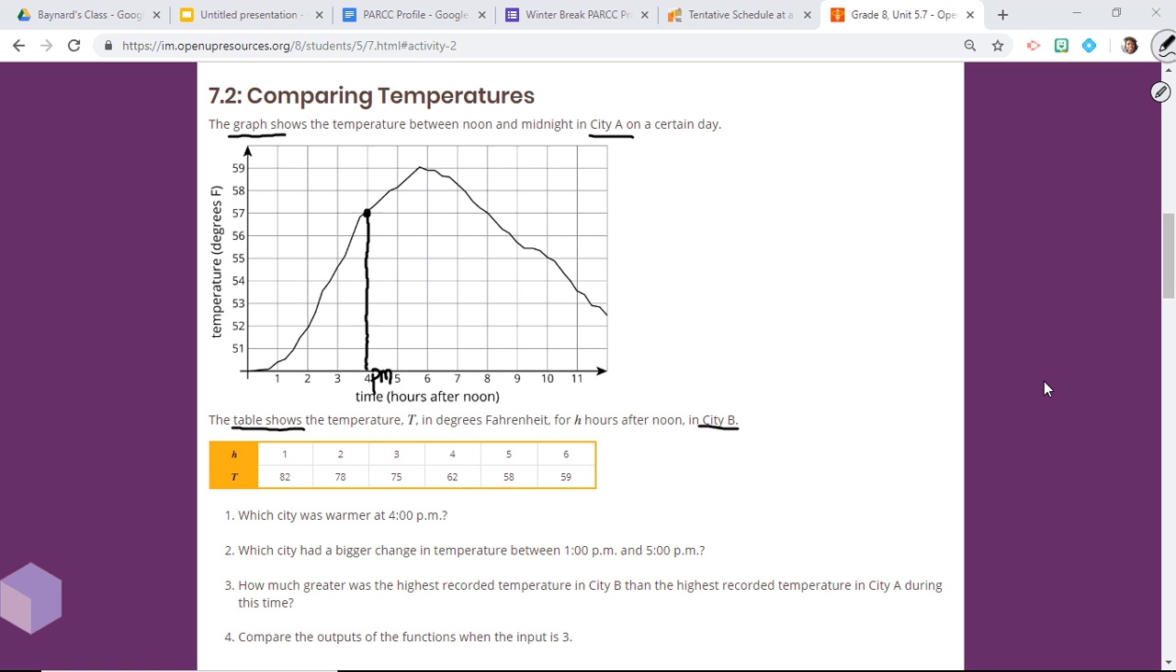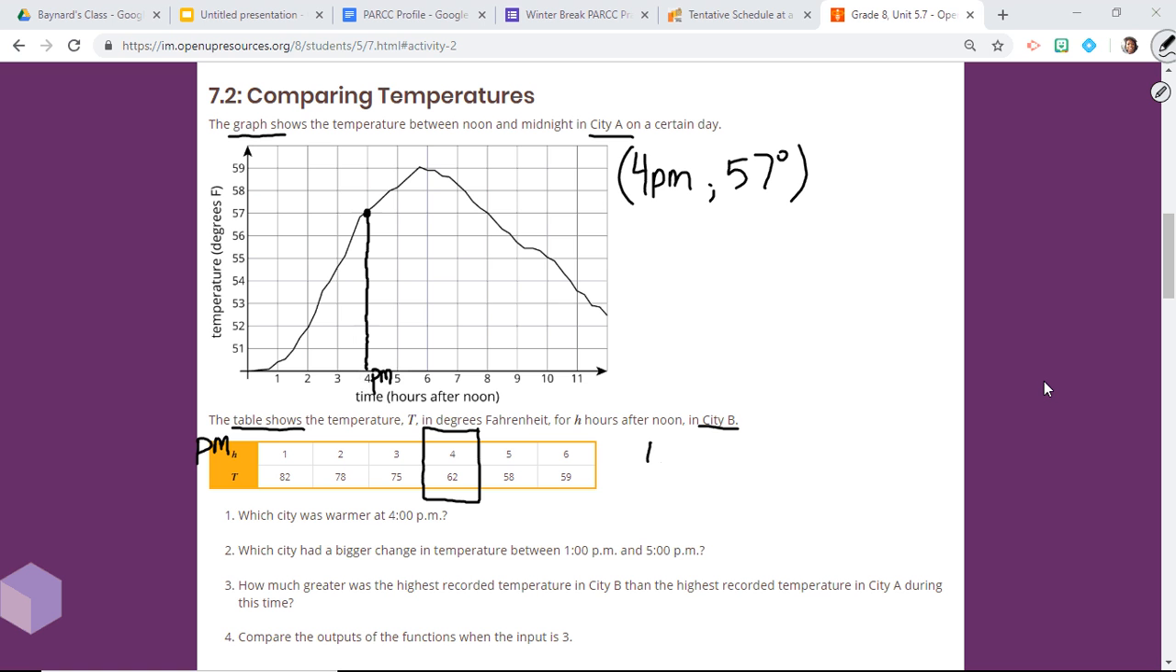And City A at 4 p.m. is about 57 degrees. So City A, 4 p.m. is 57 degrees. So when the input is 4 p.m., our output is 57 degrees Fahrenheit. We look at the table at 4 p.m. So where it says H for hours, we're talking about time. So I'm just going to write p.m. there so we know. So at 4 p.m. it is 62 degrees in City B.